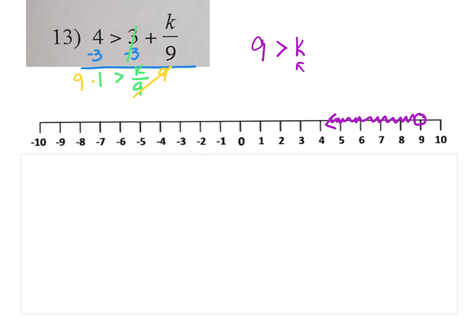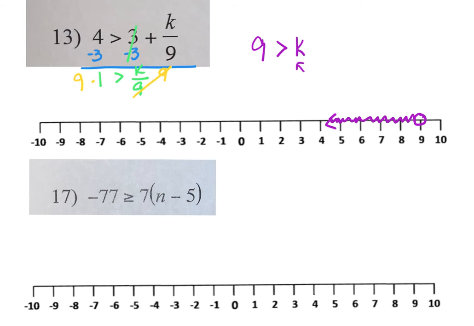All right, look at the next one. Number 17. For this one, I'm going to need to distribute first. So I'm going to distribute this 7 through. I will leave the left-hand side of this equation alone. I have -77 over here, greater than or equal to, and then I have 7 times n minus 7 times 5. All right, make sure you distribute correctly.